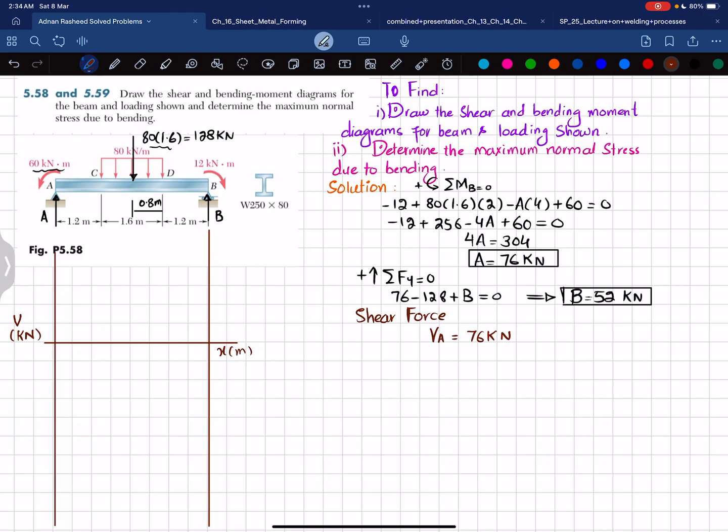Now from region A to C, you can see there is no load between these two, so it will remain the same. So the shear force V will be equal to 76 kilonewton.